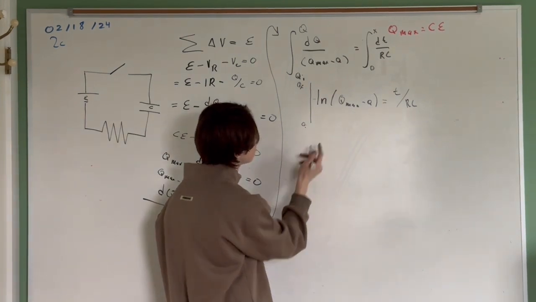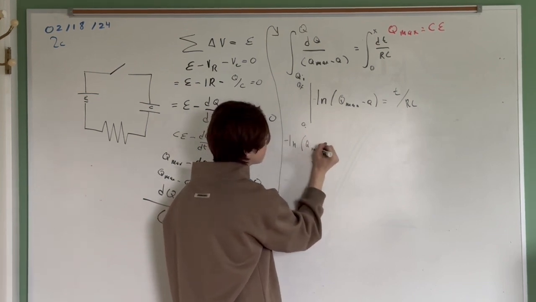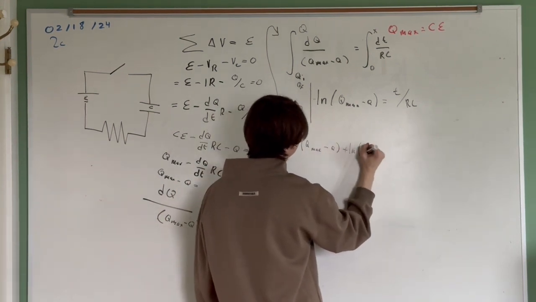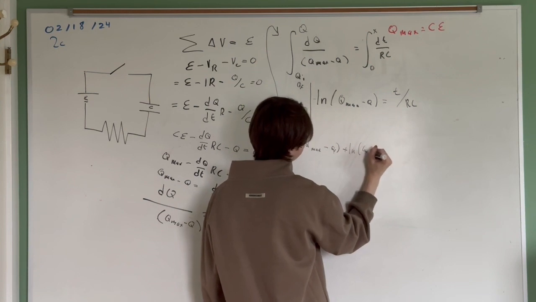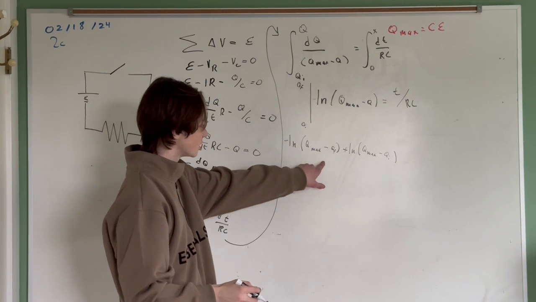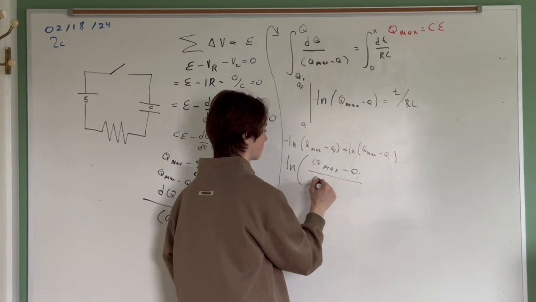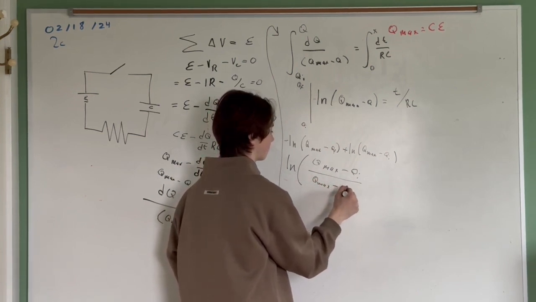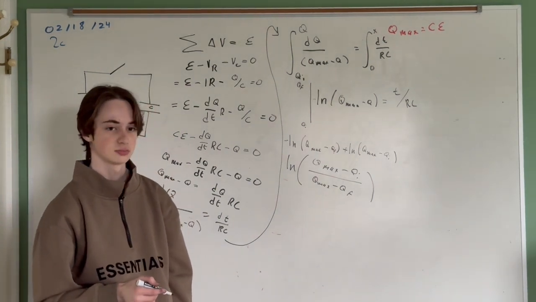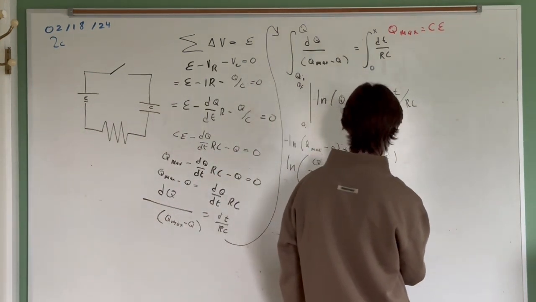So then we can expand this. So negative ln of Qmax minus Q, plus ln of, or this is QF, Qmax minus QI. And we can change this into a division. Oh damn, son. Okay, ln rules. I love ln rules. We can divide it. Oh yeah, I always forget those.